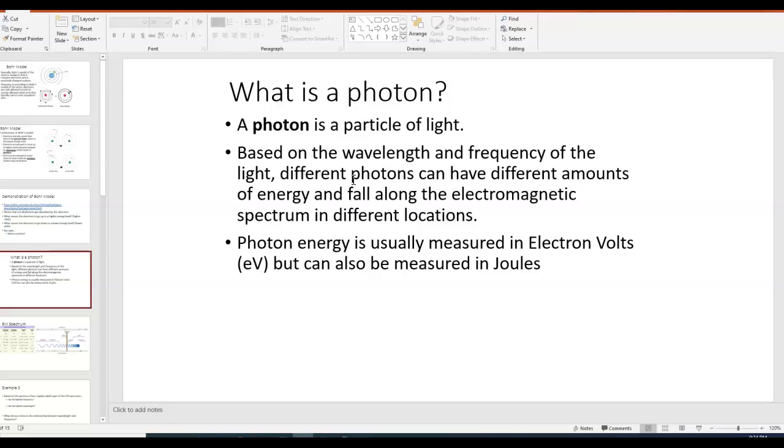But the problem is the energies are so tiny that even though we can use joules, it's kind of annoying to use joules to talk about photon energy. And so we use a different unit of energy to talk about photons, what we call EV, or electron volts. Okay, and so 1 electron volt is basically a tiny bit of energy. So when you see electron volts, just know that is a unit of energy that's way smaller than the joule. Okay, and that's why we're using it.